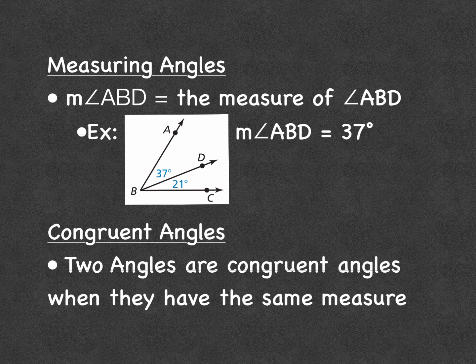So, measuring angles. Anytime you see the M in front of the angle's name, that means they want the measure of it. The measure of it is just how much it actually equals. For example, this one we said the measure of angle ABD is 37 degrees. The degrees is the actual measure. Like if you're measuring length, you might use inches. Degrees is how far apart those angles are. The bigger the degree, the bigger the angle is, right?